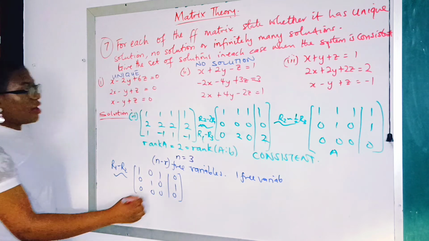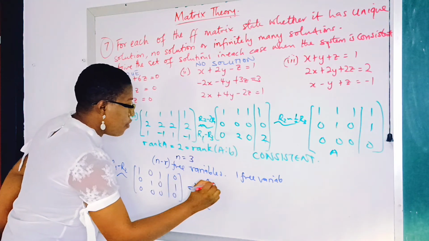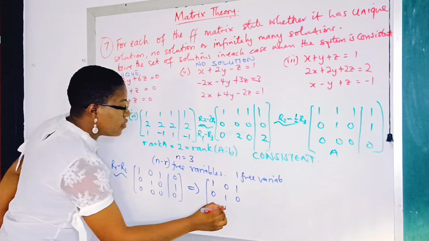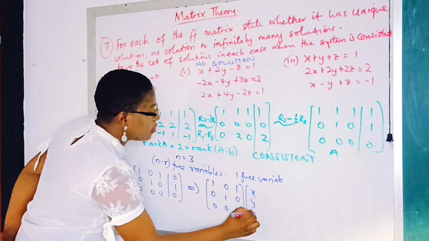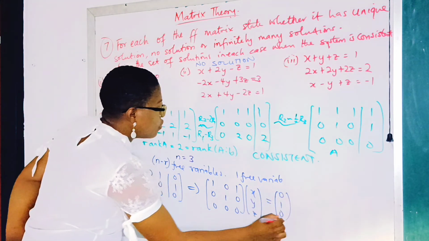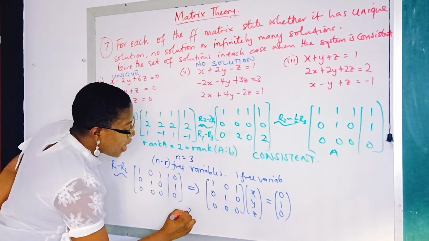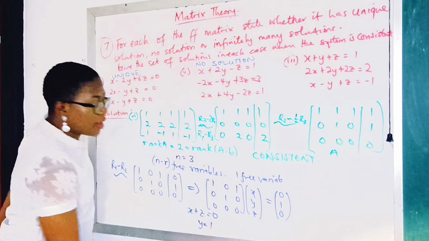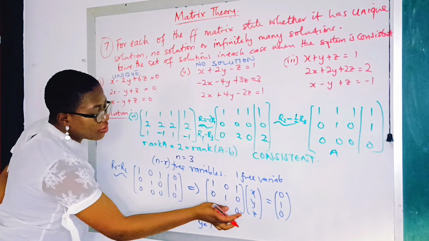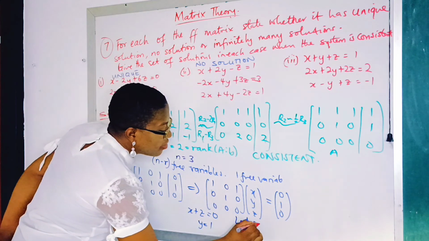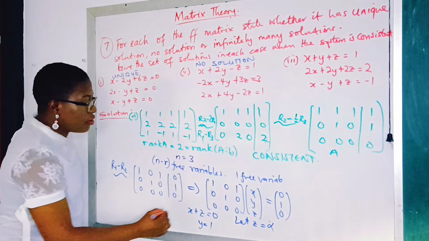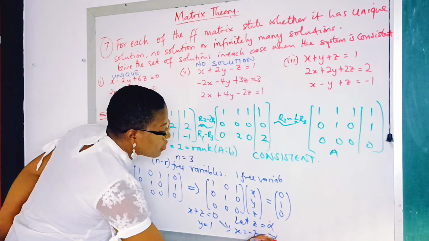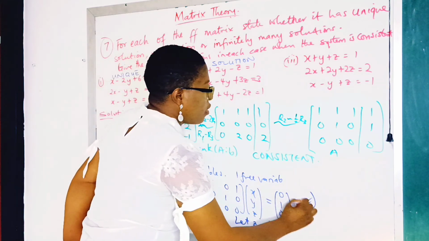So our solution here is that this implies 1, 0, 1, 0, 1, 0, 0, 0, 0 times x, y, z is equal to 0, 1, 0. So what do we have here? This times this will give me x plus z is equal to 0. This times this will give me y is equal to 1. So the free variable is on the z row. Let z be the free variable, say alpha. So x is equal to minus z, which is equal to minus alpha.